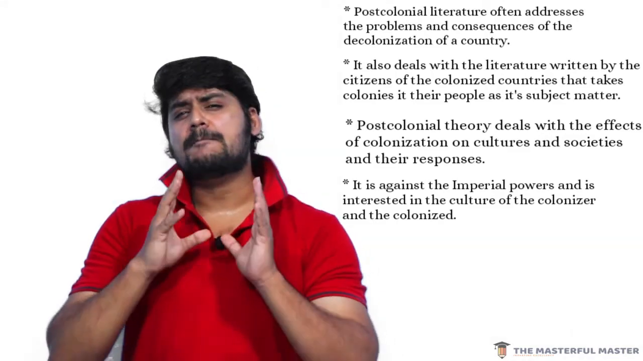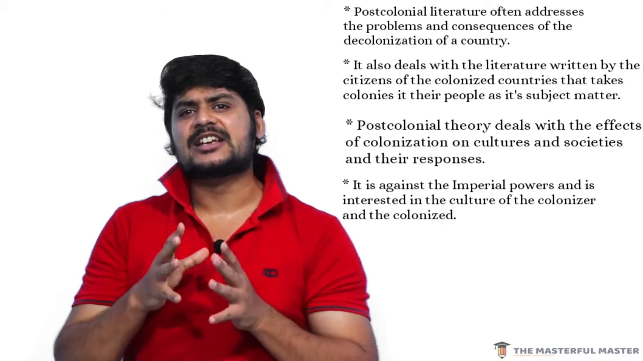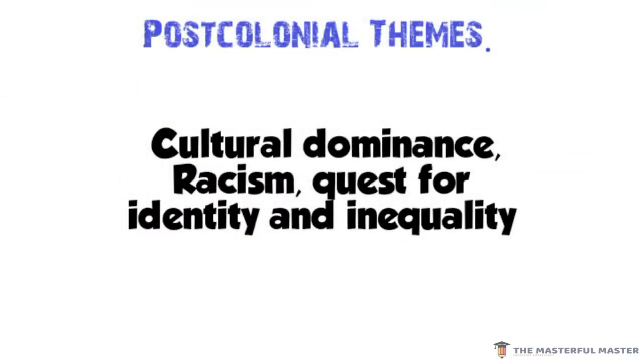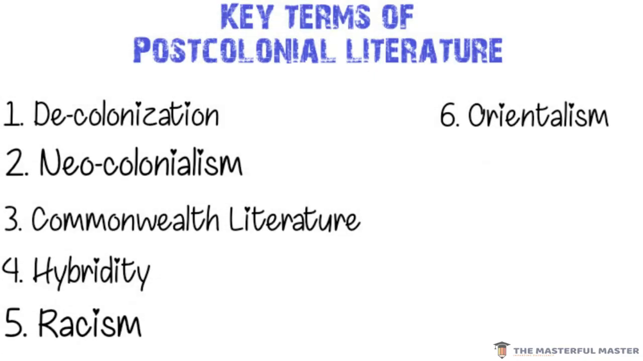Post-colonial theory deals with the effects of colonization on cultures and societies and their responses. It is against the imperial powers and it is interested in the cultures of the colonizer and colonized. Themes of post-colonial literature include cultural dominance, racism, quest for identity and inequality. Some of the key terms of post-colonial literature are decolonization, neocolonialism, Commonwealth literature, post-colonial feminism, racism, Orientalism and hybridity.